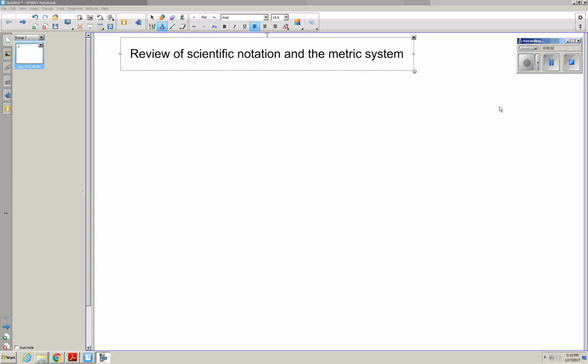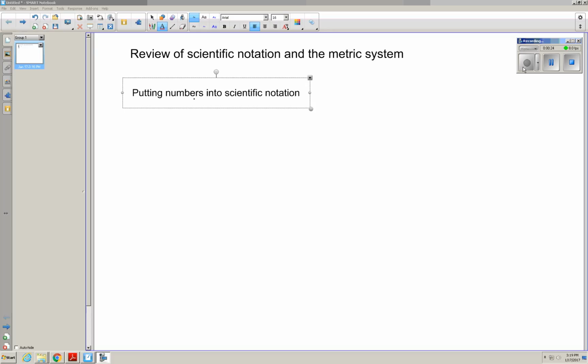Hey everybody, I want to do a quick review of scientific notation in the metric system. And I really want to focus this on converting things into scientific notation. And then when we are working with scientific notation, I specifically want to work with multiplying and dividing numbers. So we're going to go over kind of a quick review, and I think I want to start with the basics of scientific notation.